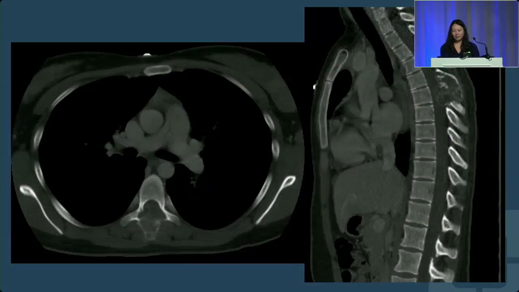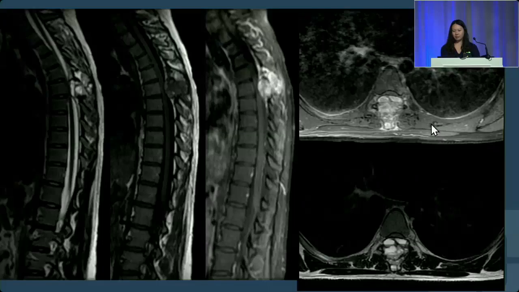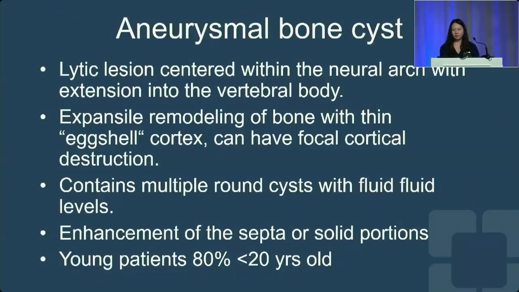Okay, another posterior element lesion here. So on CT, you can see this expansion of the posterior elements, the lamina and the spinous process. And you can see it's going a little bit extraosseously into the epidural space. On MRI, we have a very characteristic finding here, and that would be fluid levels. There's only a few bone lesions on MRI that have fluid levels. So this is very characteristic for an aneurysmal bone cyst.